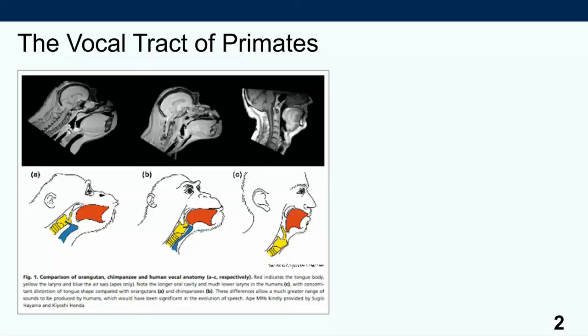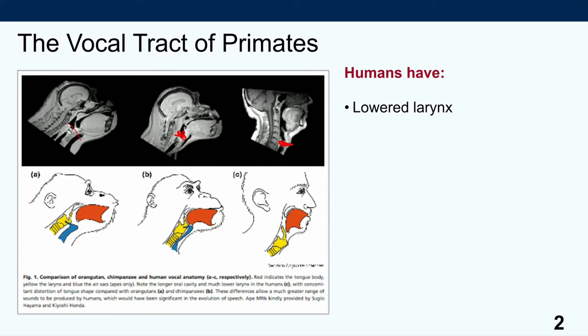So let's have a look at a sagittal cross-section comparing the vocal tract anatomy of an orangutan, a chimpanzee, and a human. Here the orangutan is shown on the left, labeled A, the chimpanzee labeled B in the middle, and the human labeled C on the right. One of the first things that we can see is that the larynx is lowered. So humans have a lowered larynx, and we can see that the larynx in the human is down here, while in the chimpanzee it's directly at the root of the tongue. And in the orangutan also, it's directly at the root of the tongue.